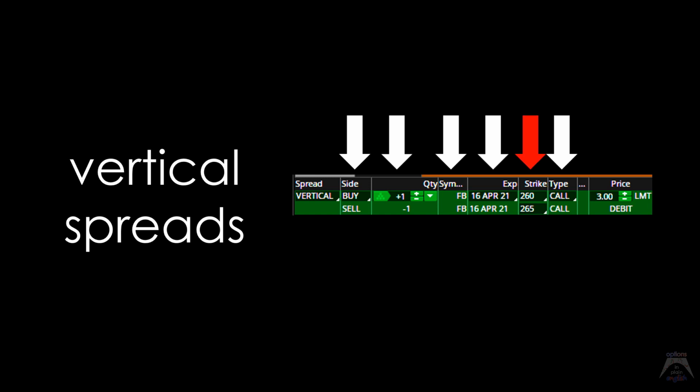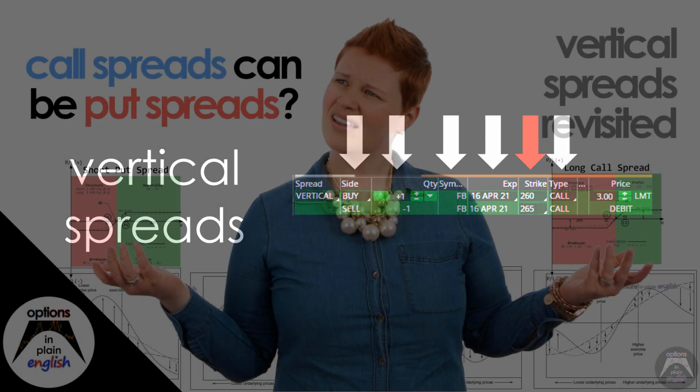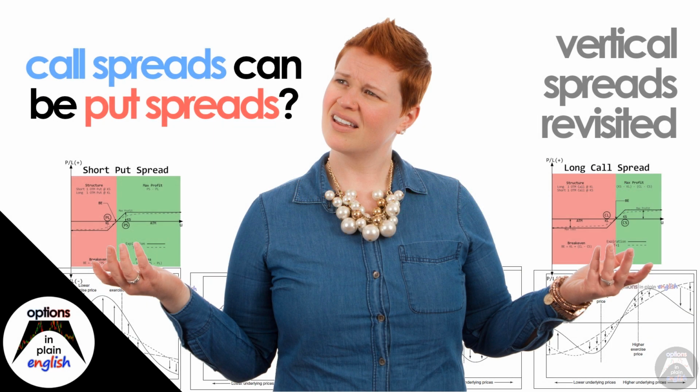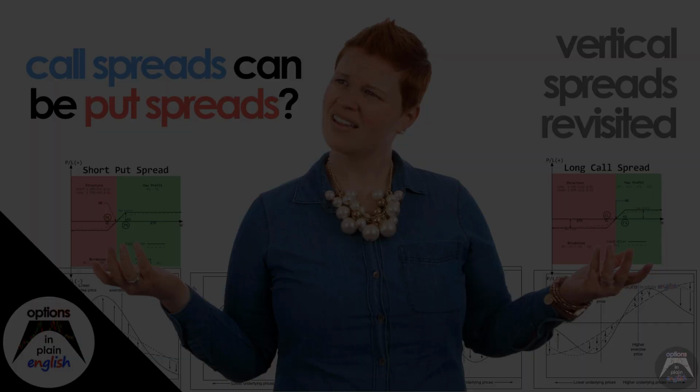Today we're going to look at some misconceptions about vertical spreads and how in reality you could say that call spreads can be put spreads and also that debit spreads can be credit spreads. I know that seems like a contradiction, but stay here and you'll see what I mean and hopefully get a better understanding of how vertical spreads really work and how you can use them effectively in your own trading. We're going to start by looking at bullish spreads.